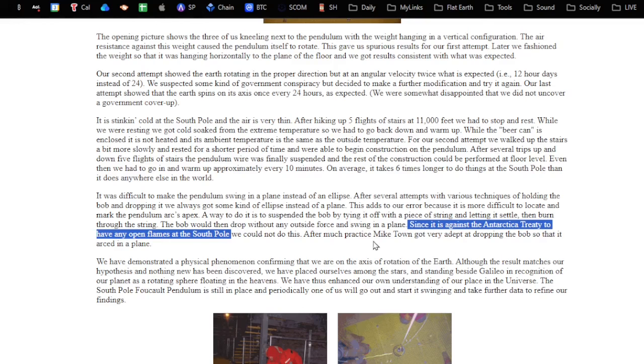After much practice, Mike Town got very adept at dropping the bob so that it arced in a plane.